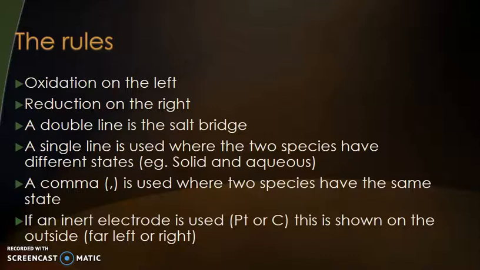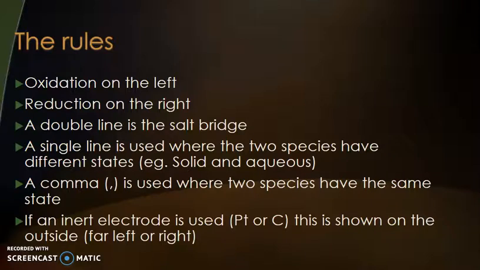If we have aqueous or gas, things that we can't connect electrodes to, then we need to use an inert electrode, usually platinum or carbon, that's graphite, and this is usually shown on the outside of the cell notation, or sometimes called a cell diagram.